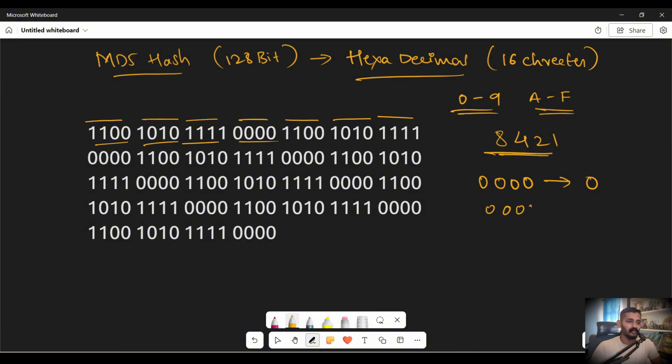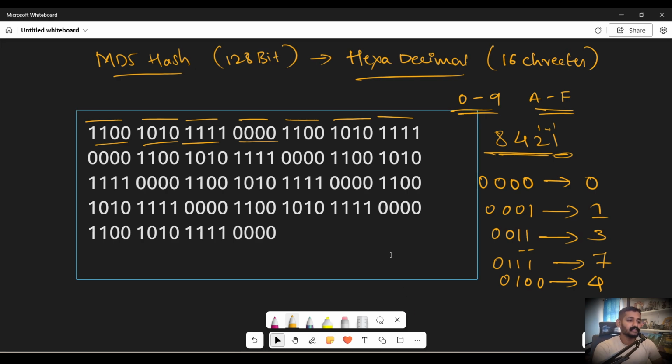Assume 0001 is there. What position does that 1 have? Here it is, so you put it as 1. Assume 0011: in this position 1 is there, and in this position also. You just add these two: 2 plus 1 becomes 3. In the same way, 0111 you add 4, 2, 1, which is 7. And 0100 becomes 4. This is how it is done.